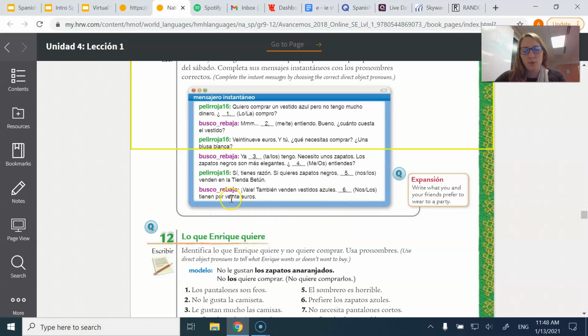Blank tienen por 20 euros. So what are we talking about in this blank? We're talking about the vestidos azules. So you can see it's really important that you understand the context of the sentences and the paragraph to be able to understand what direct object pronoun goes in the blank. So we're saying, okay, they also sell blue dresses. Blank, they have for 20 euros. So they would say they have them for 20 euros, los.